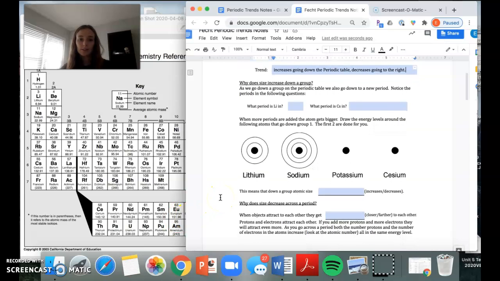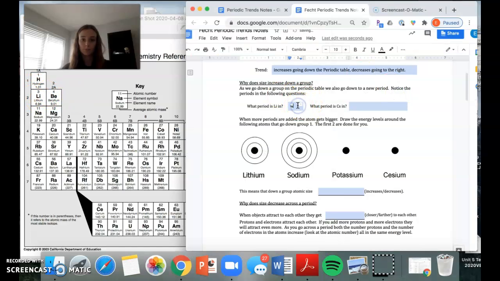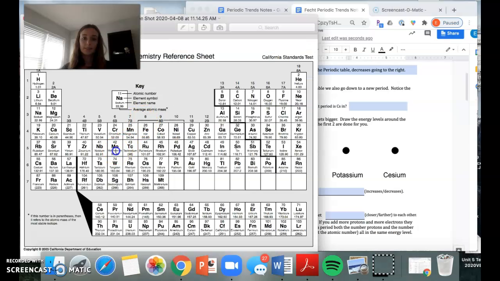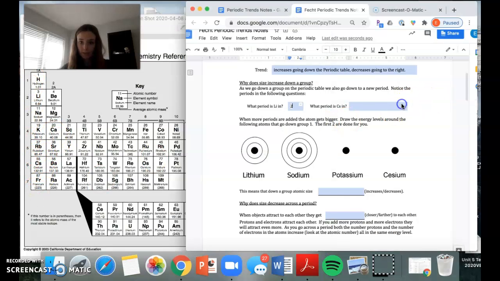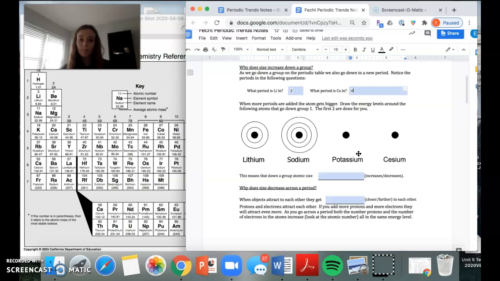Why does size increase going down? Well, we go to a new period every time we go down. And if we look at this, what period is lithium in? Well, periods are rows, so lithium is in period number 2, and cesium is in number 6 right there. It's the 6th one down. So next it says, when more periods are added, the atom gets bigger.